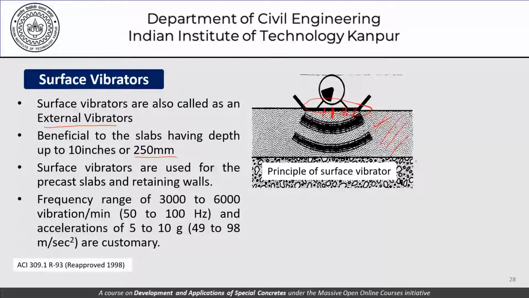Frequencies range from 3000 to 6000 vibrations per minute, which is about, say, 50 to 100 hertz, and accelerations of 5 to 10 G. We often use these kind of surface vibrators in our studies of soil compaction. But of course, nothing stops us, and in fact, there are applications of this surface vibration in the domain of concrete engineering as well. In fact, roller compacted concrete is an illustration of surface vibrator concretes, where the concrete surface is vibrated using a vibratory roller.